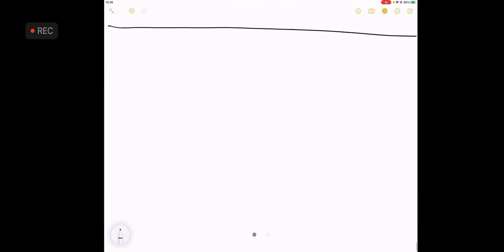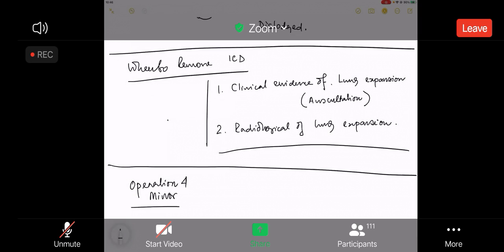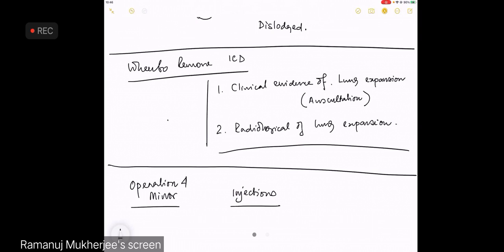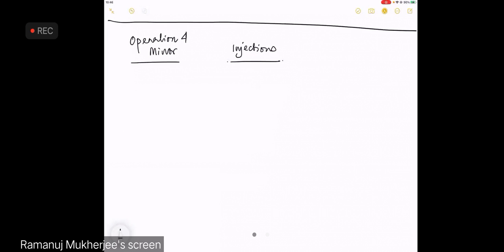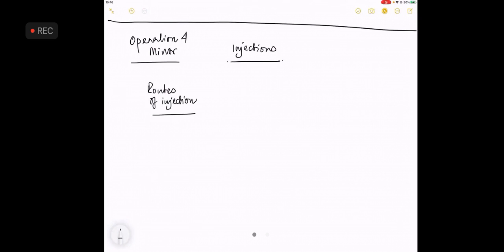Okay. The next of the operations in the minor are injections. Now injections are taught in pharmacology and I think my role is very minimal. You are asked about the various routes of injections, and the examiner will ask you to start with an intravenous route. Now, what are the drugs that are given intravenous?